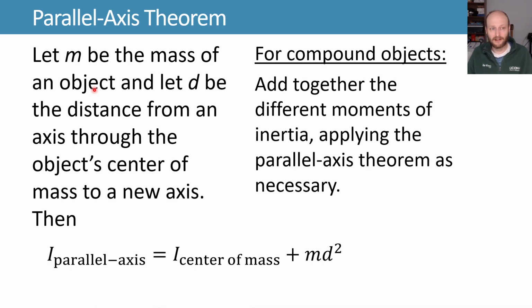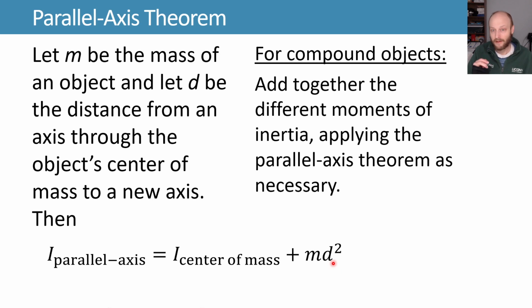The parallel-axis theorem lets us determine the moment of inertia of an object about a new axis parallel to an axis we already know the moment of inertia about. If we let m be the mass of the object and d be the distance from the axis through which we know the moment of inertia, we can say that our parallel axis moment of inertia is equal to our moment of inertia about some central axis plus md squared, where d is that distance that we're offset from that axis.